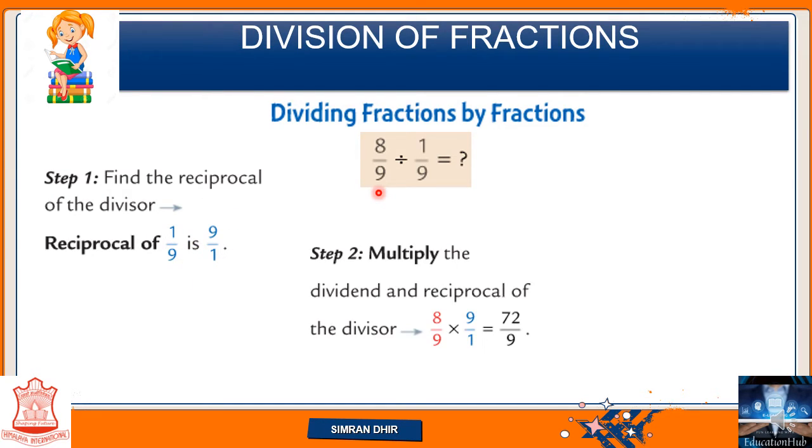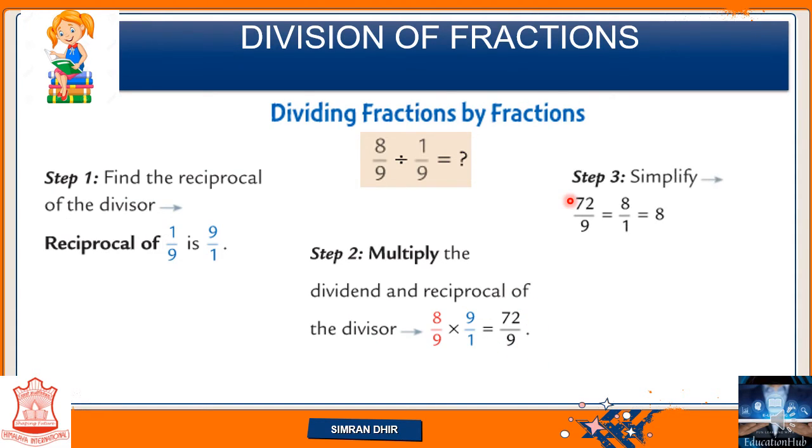Then step 2 is multiply the dividend and the reciprocal of the divisor. That means 8/9 as it is. Division sign will be changed to multiplication sign and 1/9 का reciprocal हो जाएगा 9/1. Now we are going to multiply both the fractions, that is 8 9 times is 72 and 9 one time is 9. So we got 72/9.